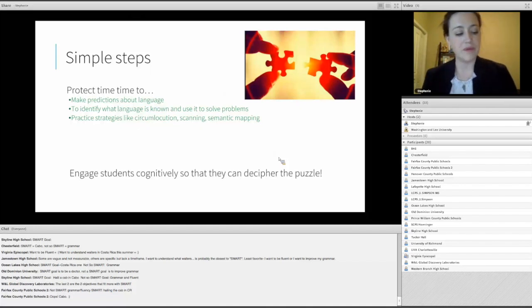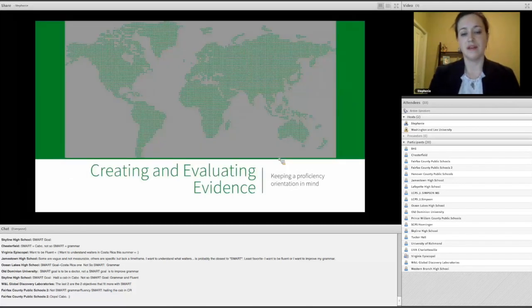Oftentimes they become overwhelmed by language that they don't know. So helping them shift their focus to what they can do and what they do know helps them fill in the gaps, either by taking an inventory, highlighting just what they know, or writing down every word they can understand when they're listening. And then practice strategies, especially circumlocution, scanning, and semantic mapping, as much as you can fit in without getting in the way of your other work. I liked my activity with the headbands because that was a way to help them practice circumlocution and deliver vocabulary instruction without having to do two separate languages. So think creatively about that.